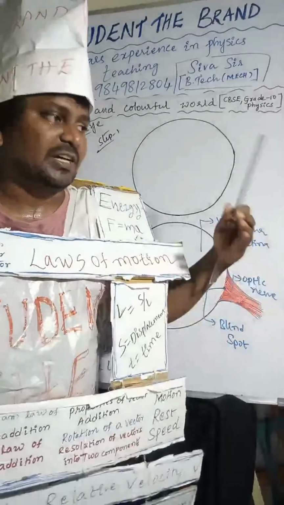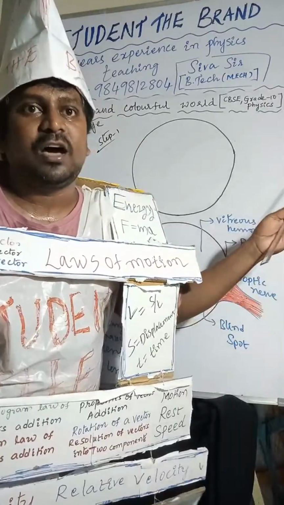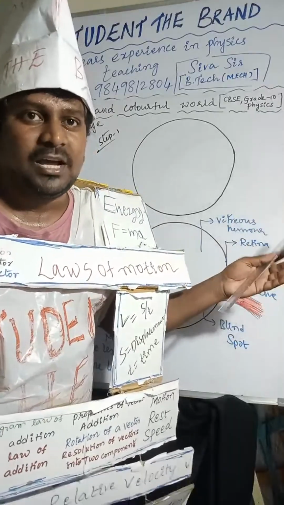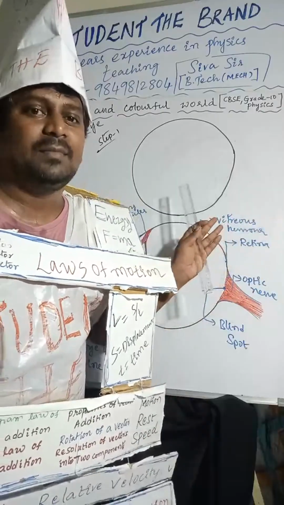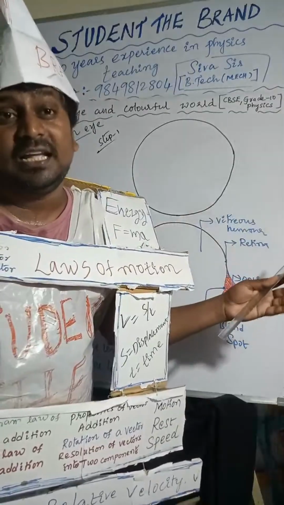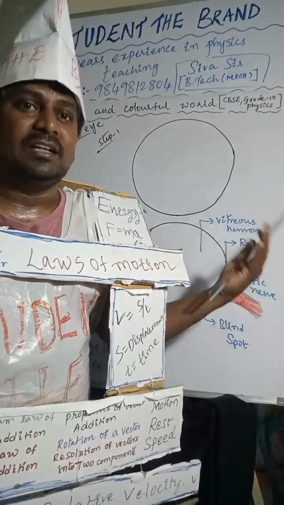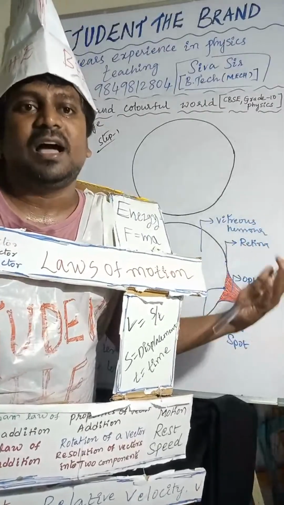When we are seeing a nearby object and a faraway object, the ciliary muscles will adjust the curvature of the eye lens and also its focal length.